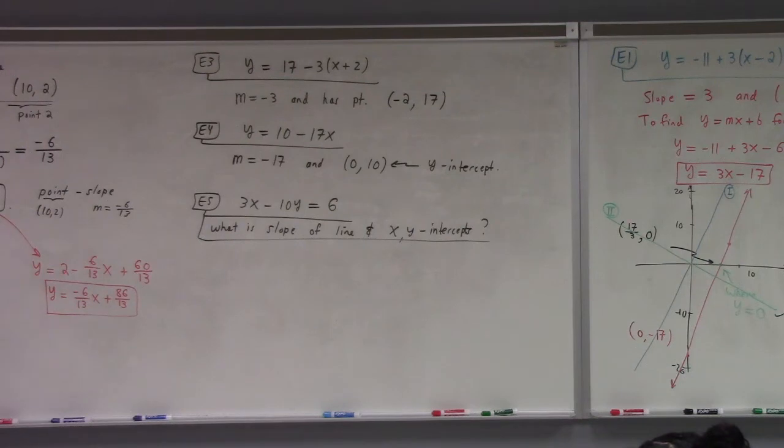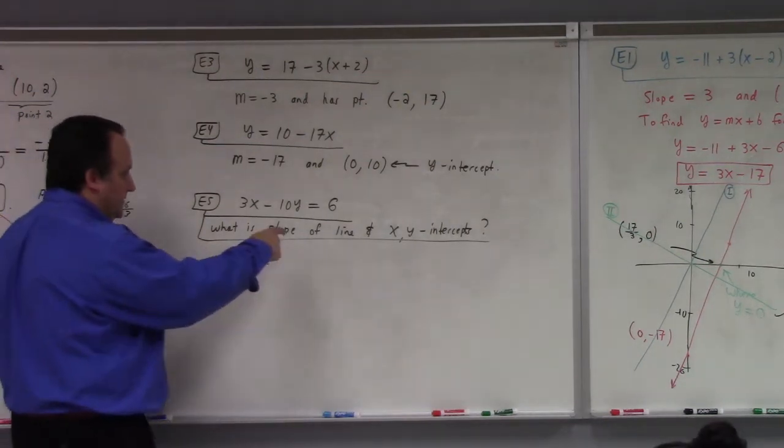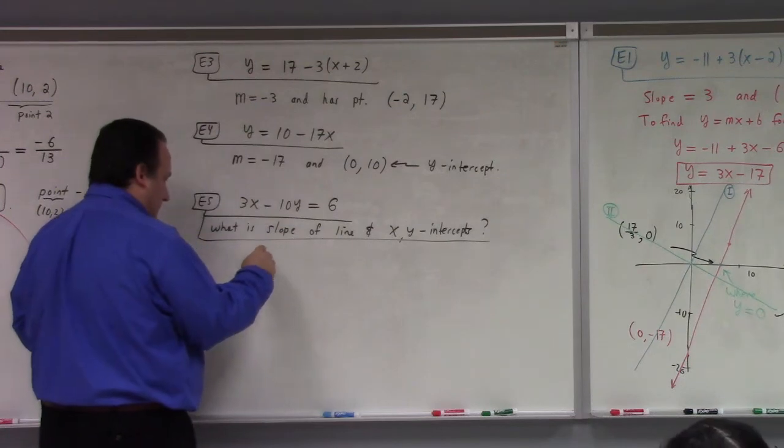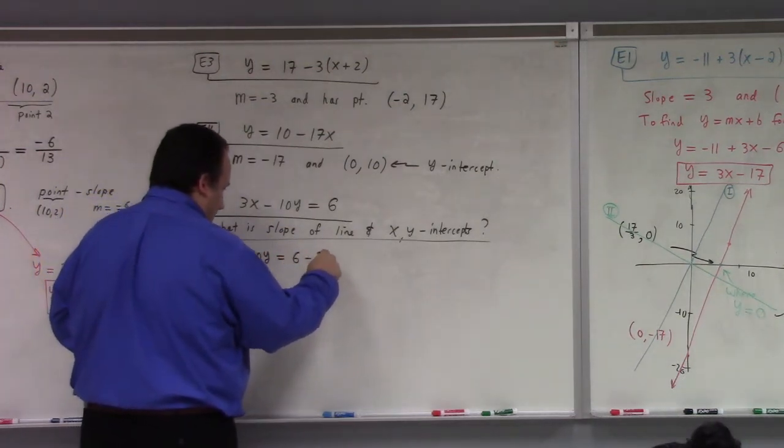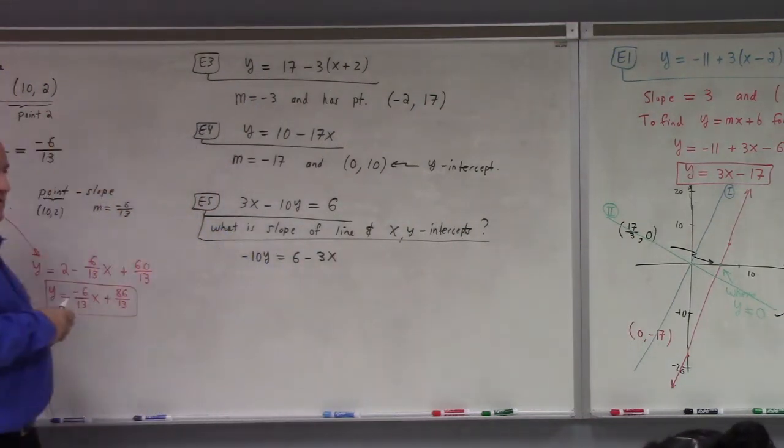So what would you do if you come up against a problem like this? What I do is I just solve for y. If you solve for y, it should answer most of the questions that we're being asked here. So if we solve this for y, we're going to get minus 10y is equal to 6 minus 3x, all right? Then to isolate the y, what do I do?